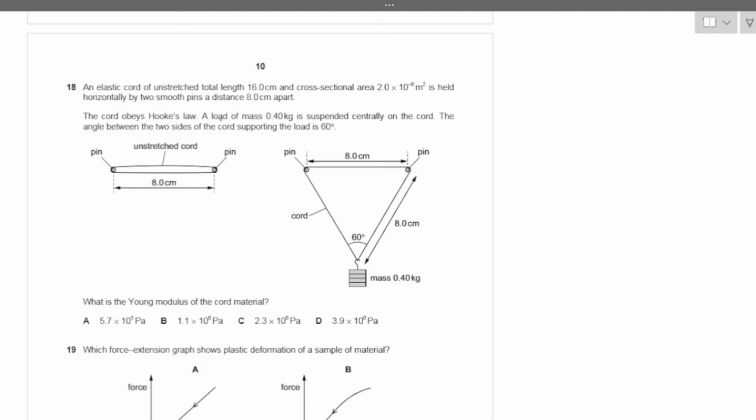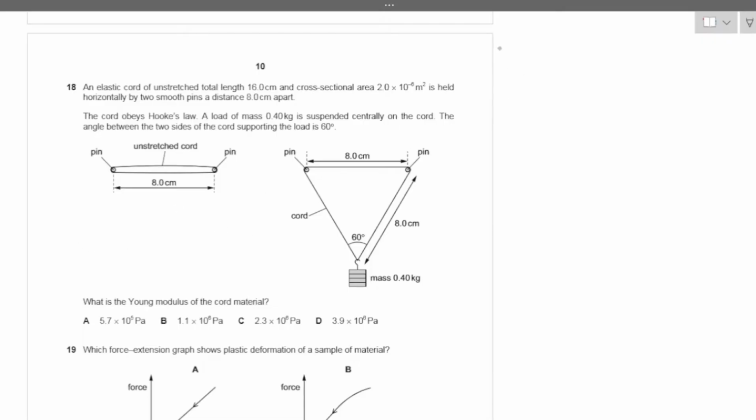Question 18. An elastic cord of unstretched total length 16 centimeters and cross-sectional area 2 × 10^-6 meter square is held horizontally by two smooth planes at a distance of 8 centimeters apart. The cord obeys Hooke's law. A load of mass 0.4 kg is suspended centrally on the cord. The angle between the two sides of the cord supporting the load is 60 degrees. What's the Young modulus of the material?